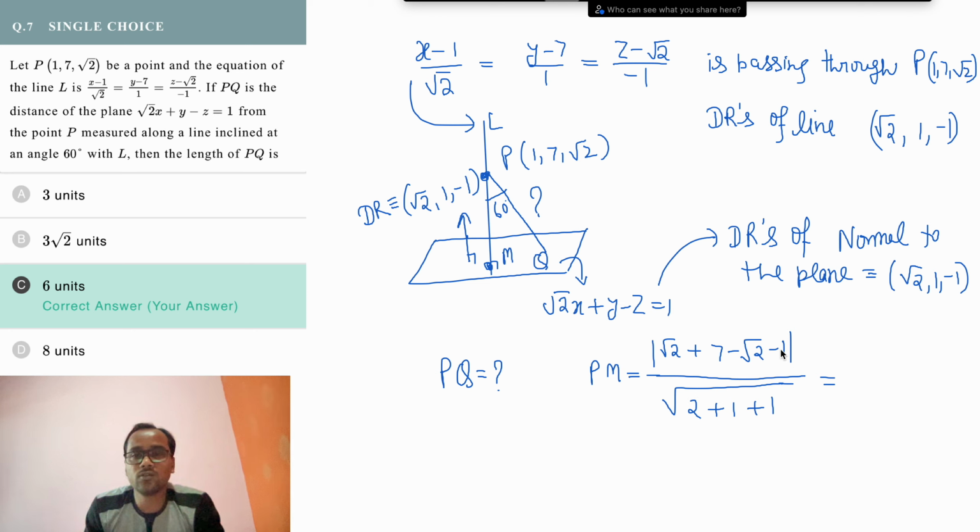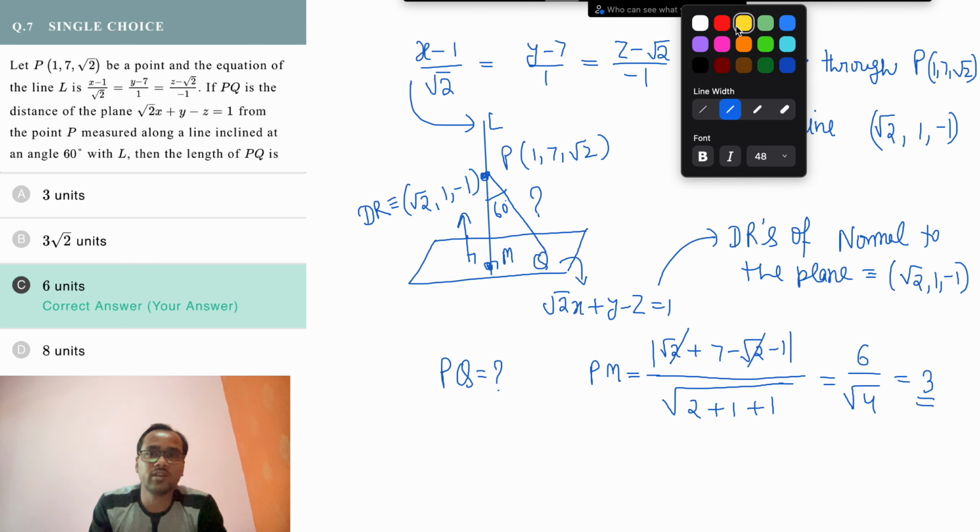Okay, so root 2 will be cancelled. 7 minus 1 is 6 upon square root of 2 plus 1 plus 1, 4. Root 4 is 2. So that's coming out to be 3. So this PM is coming out to be 3.